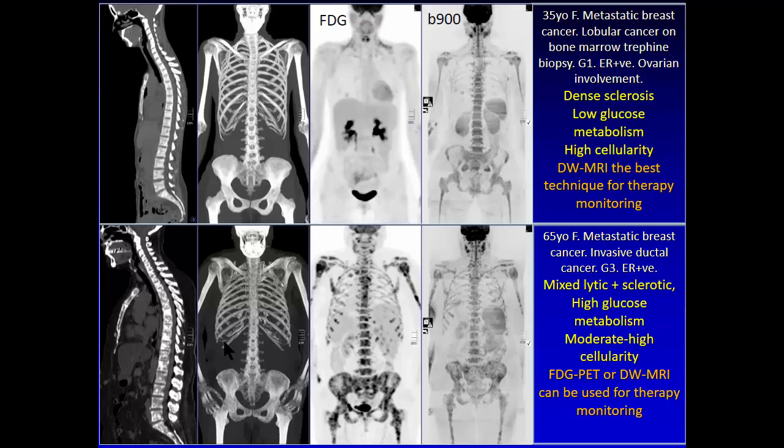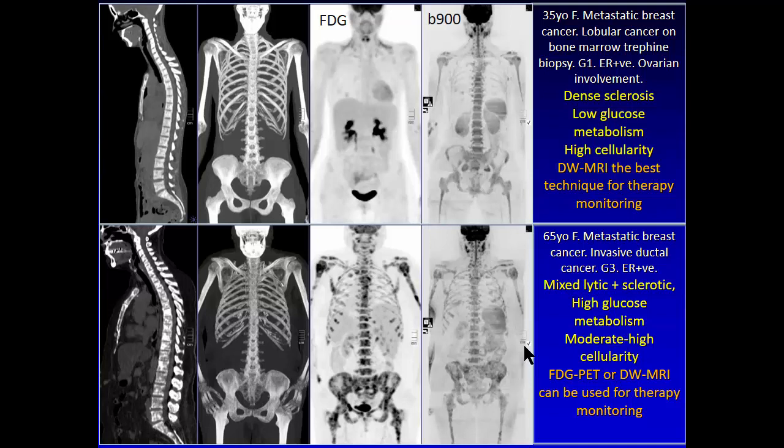So here's 2 women, slightly different ages, slightly different histologies. So this patient has lobular carcinoma, this patient has an invasive ductal cancer, both in breast. See, both of them are sclerotic, except this is uniformly sclerotic. You'll see this is a bit osteolytic and osteosclerotic. If you look at the FDG PET scan, you'll see that this is metabolically inactive. This one is metabolically active. If you look at the cellularity is high here, and the cellularity is high here as well.